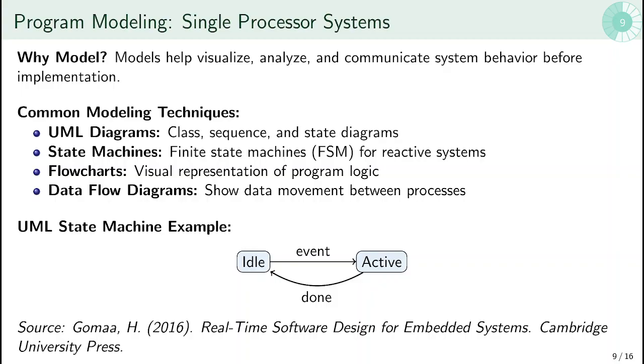Move to the next. So why model? Before coding, we need a model. UML diagrams, state machines, and flowcharts help us visualize behavior. For example, a simple state machine moves between idle and active states on events. It helps catch mistakes before coding. So here are some common modeling techniques: UML diagrams, state machines, flowcharts, data flow diagrams, etc.